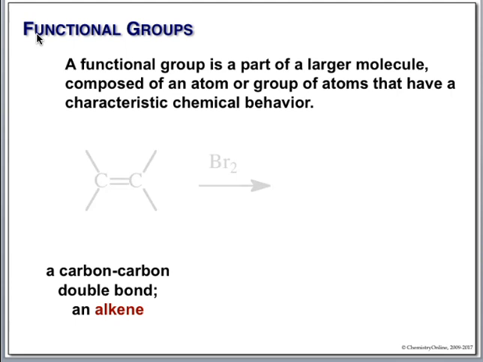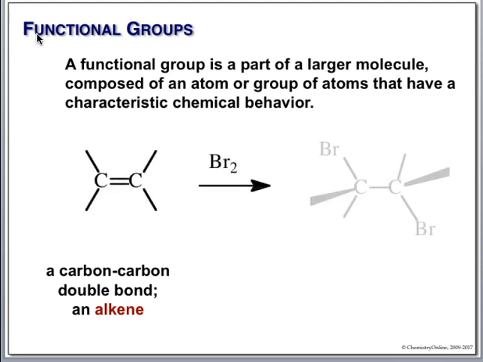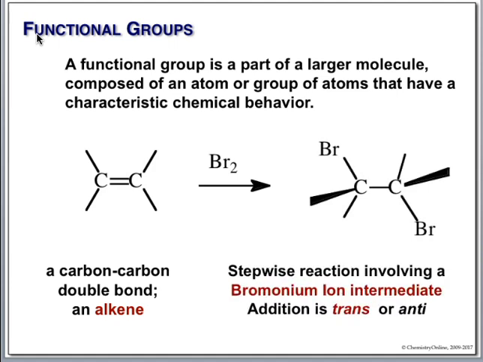So let's just look at an alkene. If we take a carbon-carbon double bond and we add bromine to it, Br2, plain old bromine, what we wind up with is a 1,2-dibromide. These are actually on opposite sides, so they're trans to each other.